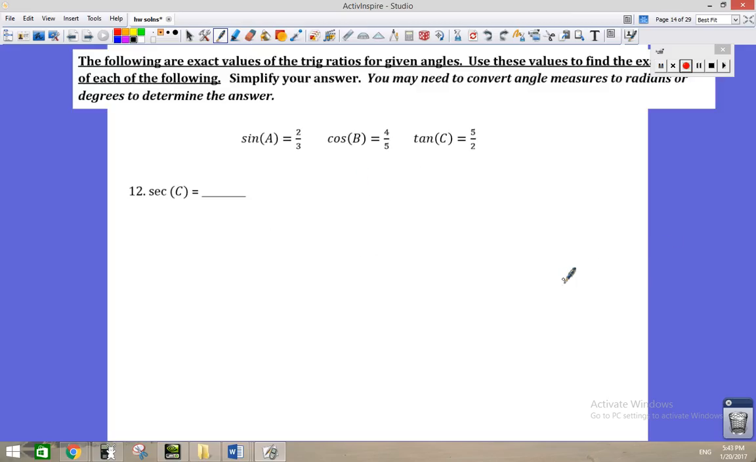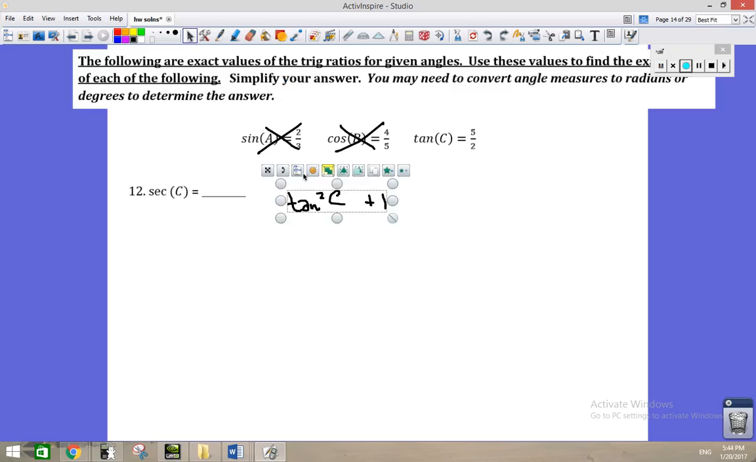So let's take a look at the next one. Maybe we can do it real quick as well. Secant of C. Let's not worry about angles A and B. Let's look at the tangent of C. I have a trig identity that says the tangent squared of angle C plus 1 is equal to secant squared of angle C. So I can write that on the left-hand side, right? I can just move this over so that you already have secant squared of C.